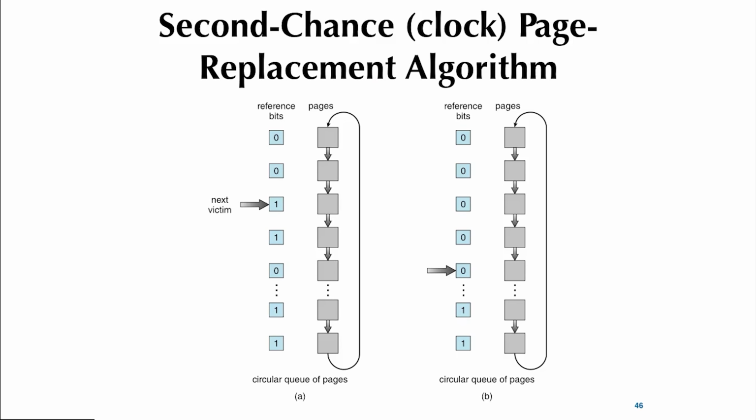Okay, so that's how it works. Next victim: if it's 1, clearly give it another chance. It marches down, it's another 1. Okay, fine, set it to 0. And then it marches down again, 0, good, I found my victim. Okay, so that's how it works. And in the meantime, these other ones can get referenced, so then they get another chance.